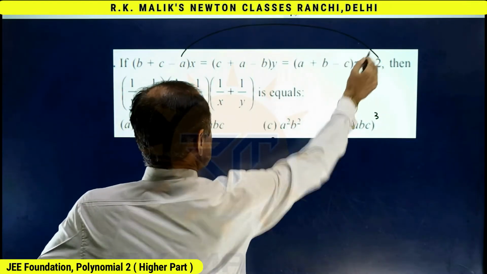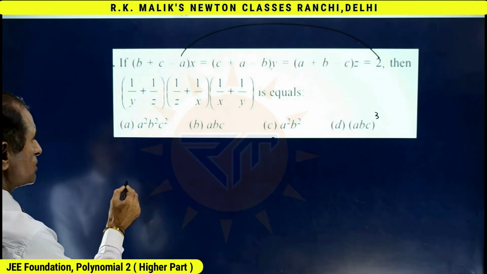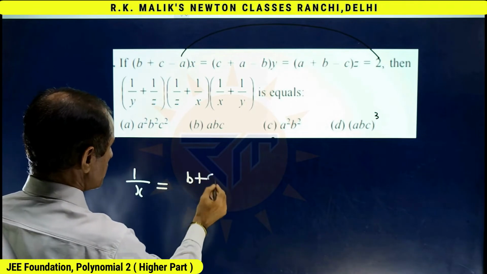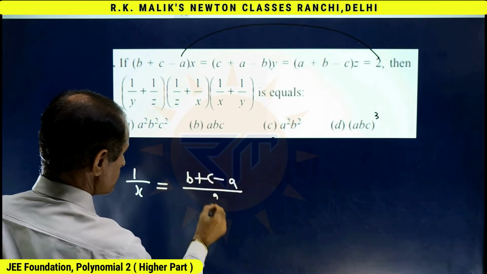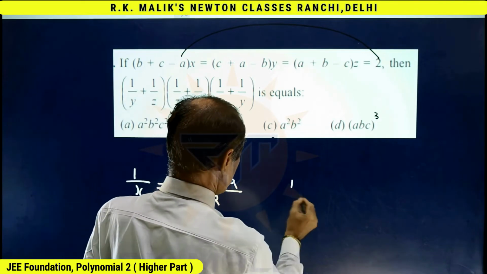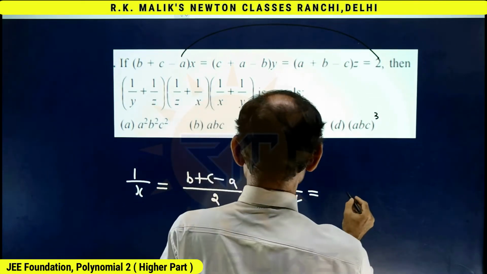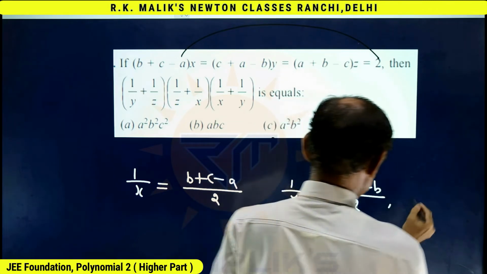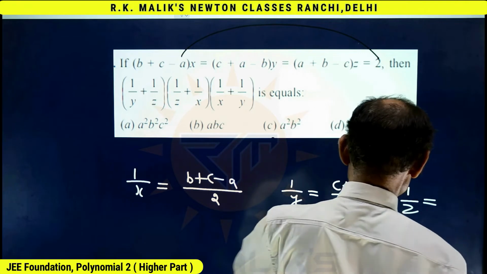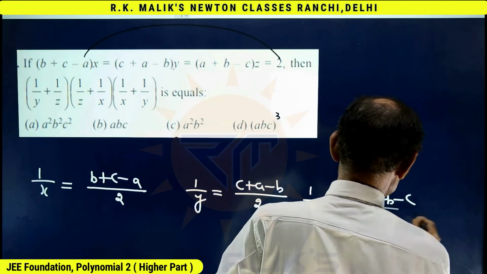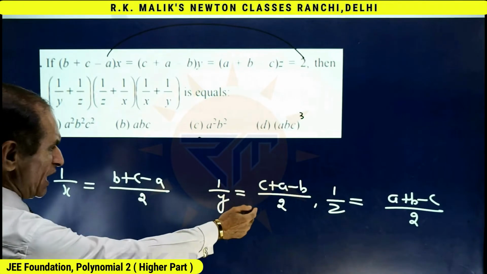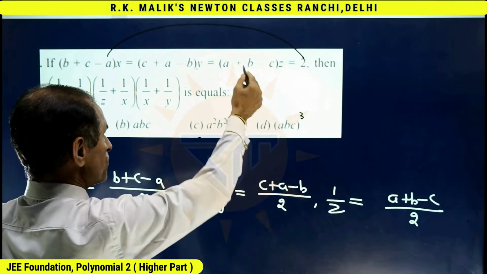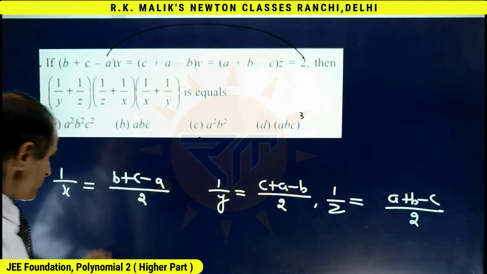equating first and last. I will get 1 upon x is equal to b plus c minus a by 2. 1 upon y is equal to c plus a minus b by 2. And 1 upon z will be equal to a plus b minus c by 2. This I have obtained by equating second and last. This I have obtained by equating third and last.